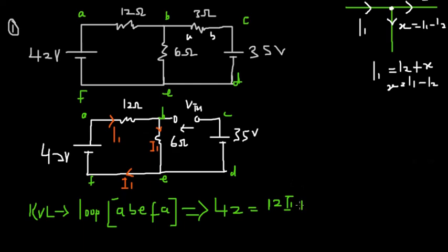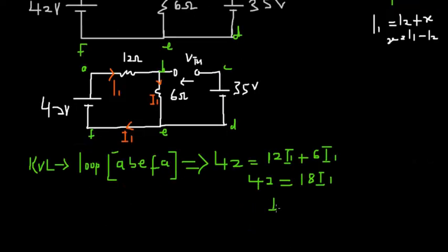6 ohm. Okay, so we have the 6 ohm. Okay, the 6 plus what? The I1. Okay, so this will give us what? 42. Okay, 42 equals what? This is 18 I1. Okay, so our I1 is what? I1 is 42 on 18. When you simplify this further, you get 7 on 3 amps.